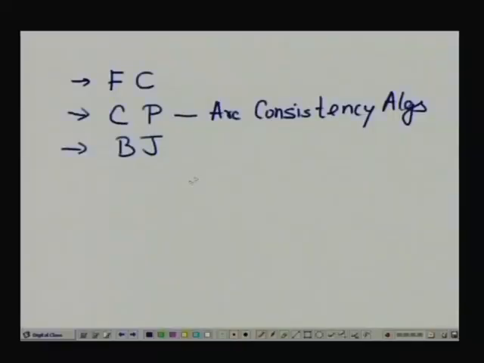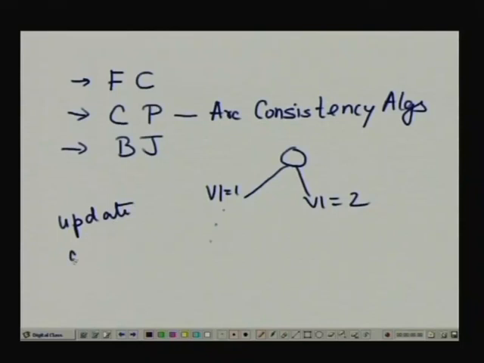And what is the idea behind these algorithms? In forward checking, when we assign values to some of the variables, we look forward and then we update the domains of the remaining variables. And in forward checking, we just check whether the domain of any of the remaining variables become empty. If they do become empty, then we terminate search at that point.